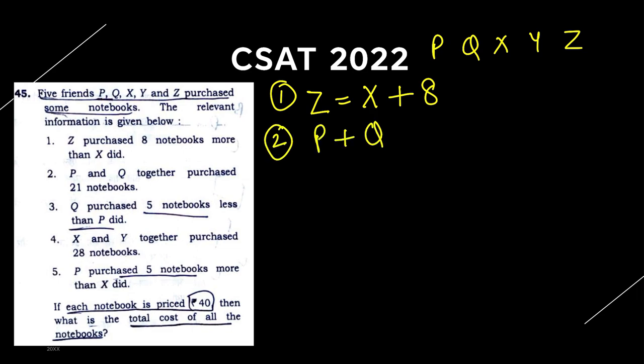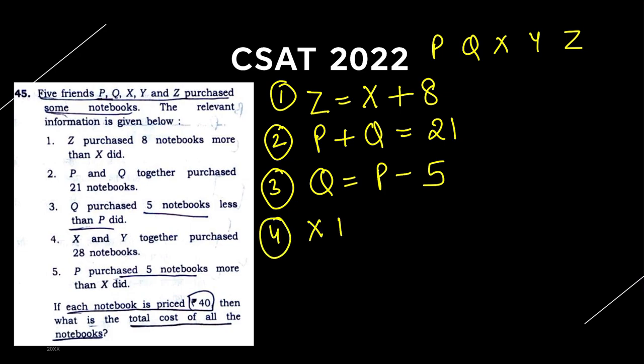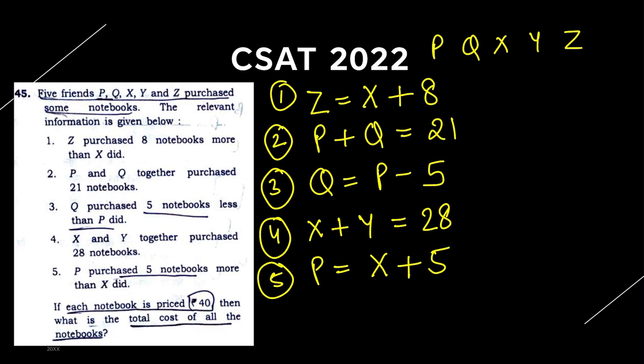P plus Q is 21. P and Q have a total of 21 books together. Q is 5 less than P, so Q is P minus 5. Third statement. Fourth statement: X and Y together have bought 28. Fifth statement: P purchased 5 more books than X. These are the statements we are given.